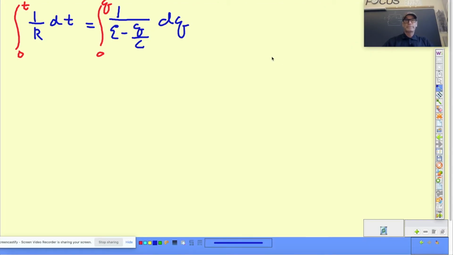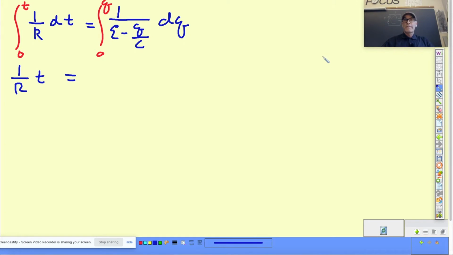Page 2. Here we have the integral on the left-hand side is pretty straightforward. That's just 1 over R t. So R is a constant, integral dt is t. Evaluated from 0 to t, t minus 0. So it's just 1 over R t. However, the integral on the right-hand side requires a little knowledge and a technique of integration called a U substitution.